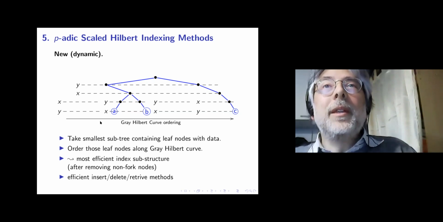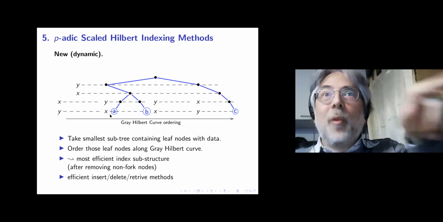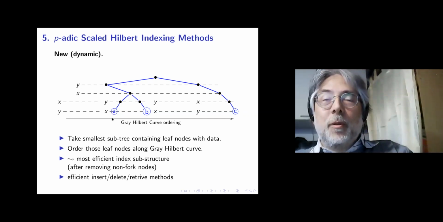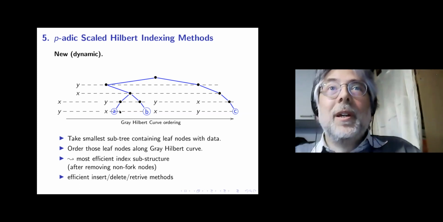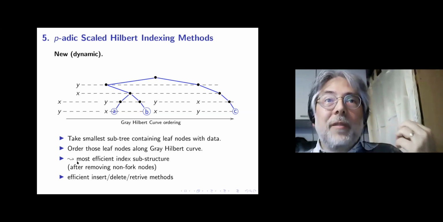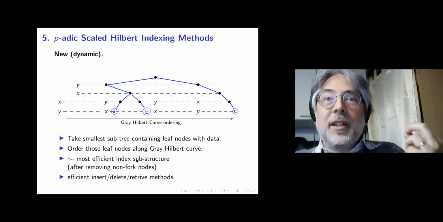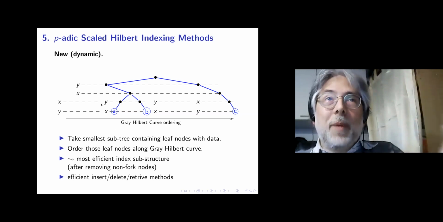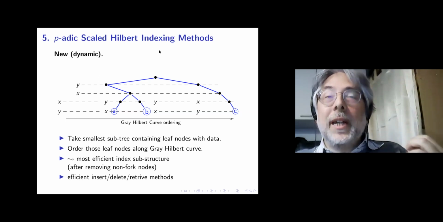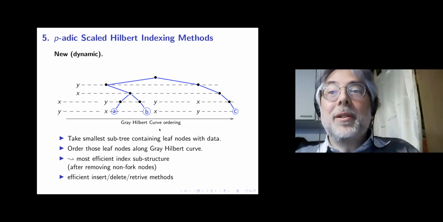And since you have used the Hilbert curve ordering, you have an ordering of your data. So your curve passes through these data points, and you just remember these data points. And so this is a very space efficient index substructure of this big static tree. We call this the dynamic or scaled Hilbert index, and this has efficient insert and delete and retrieve methods.